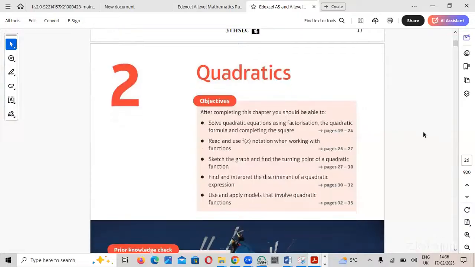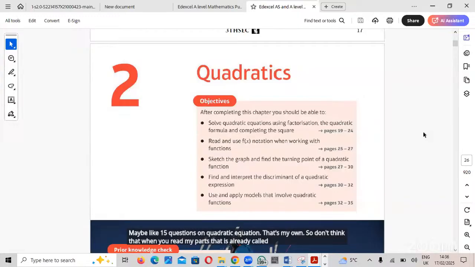Then my part, let me tell you another thing. My part is only quadratic equation. Another lecturer will be the one to teach the others. In the exam, I'm only setting maybe 15 questions on quadratic equation. That's my own. So don't think that when you read my parts, that is where all the questions come from. No, you have to read every other person's parts.